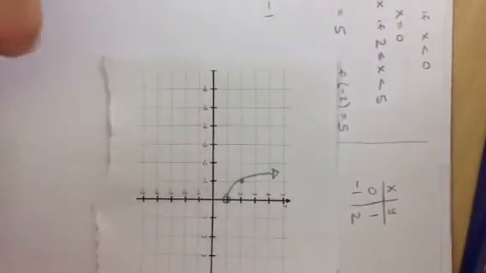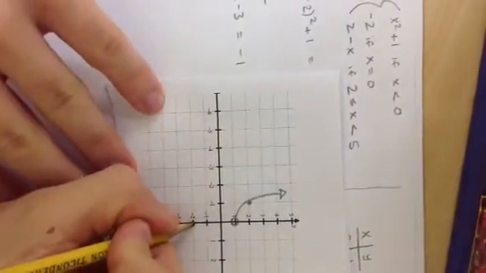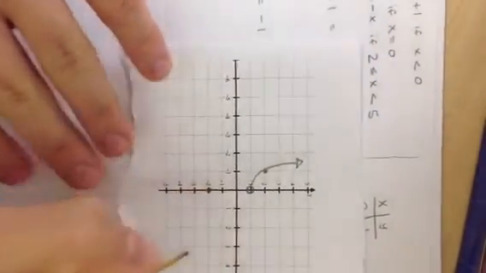For the next point, it's already given. It's just 0, -2 from right here. So you're going to put a closed circle on 0, -2.